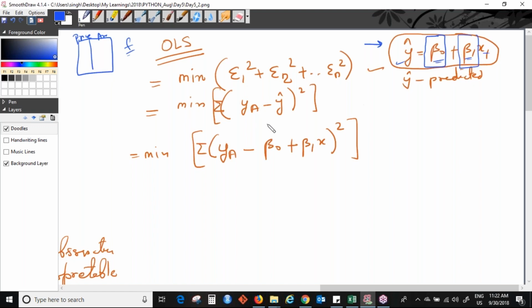So how do we do that? Let's see the maths. So I've written this minimize thing. Now, how do you minimize a function? So remember your high school thing once again. How do you minimize a function? Let's say this function is f of x. How do you find the minimum of a function f of x from your high school?